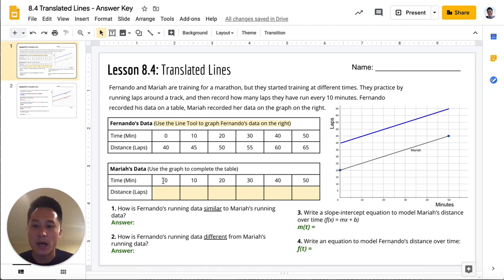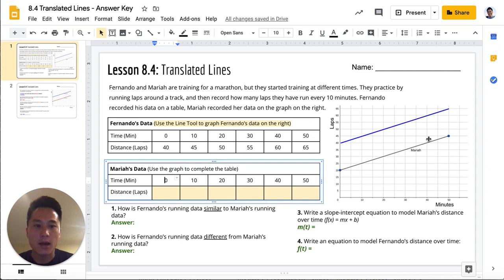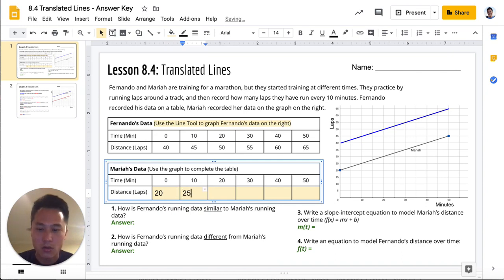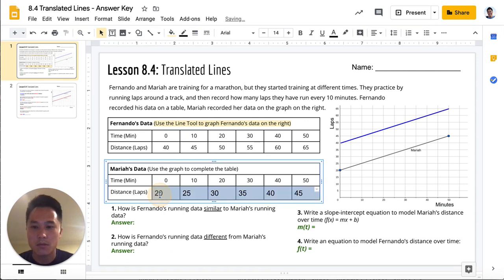Next we have Mariah's data. Mariah's data is represented by this line on the graph, so I have to fill out the table. From looking at this line, I know that at 0 minutes she has 20 laps. At 10 minutes, she has 25. At 20, she has 30. And I can start to see the pattern. It's going up 5 laps every 10 minutes. So I know at 50 minutes, she has 45 laps. Okay, now Mariah's table is filled out.